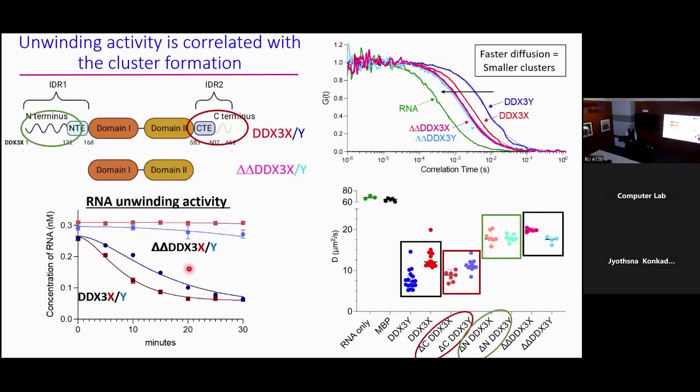But again, we found if you cut off the IDRs, the activity is very low. So it has to go into these clusters to get a good helicase activity. When you do that, the amount of residual RNA that you get after a period, so the activity is higher for the X version than it is for the Y homolog version.